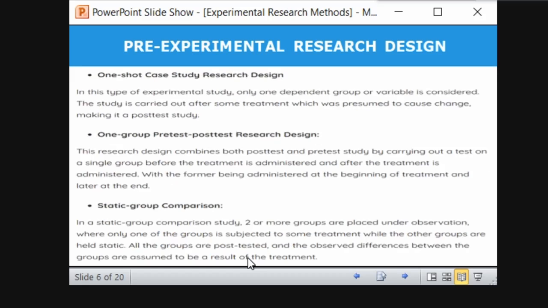So you see in one-shot case study research design, in this type only one dependent group is considered, as the name itself says, one shot, right? So only one group or variable is considered. The study is carried out after some treatment which was presumed to cause change, making it a post-test study. So there is no pre-test here, only post-test. So one shot, only one group.